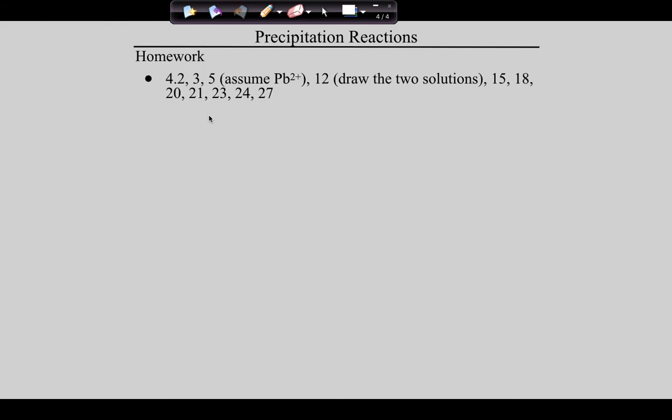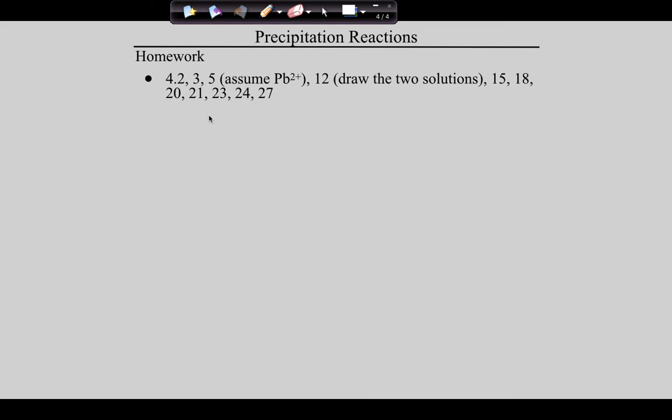Precipitation reactions. Have we talked about that yet? No. Because we haven't talked about that yet, you can't answer those homework questions. So, guys, where does that section start? Question 19. See what I'm saying? So anything past question 19, you can't do because we haven't got there yet.